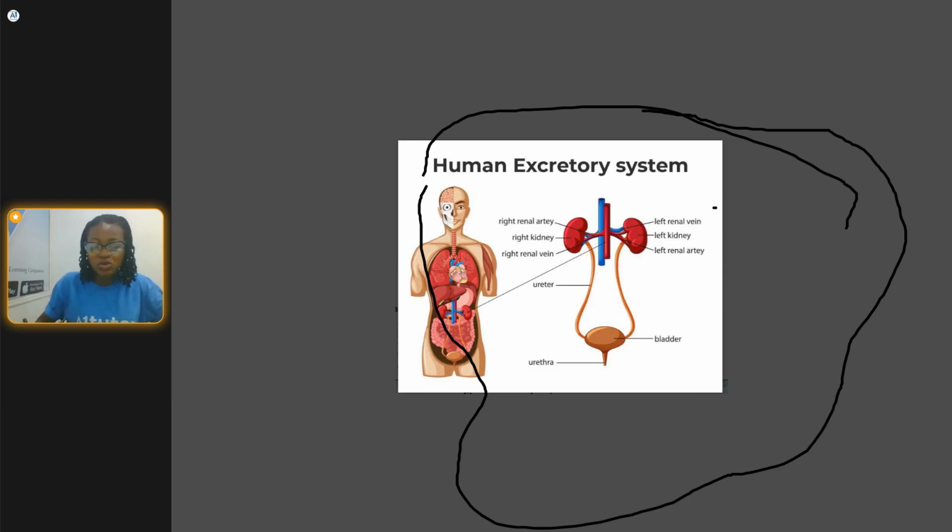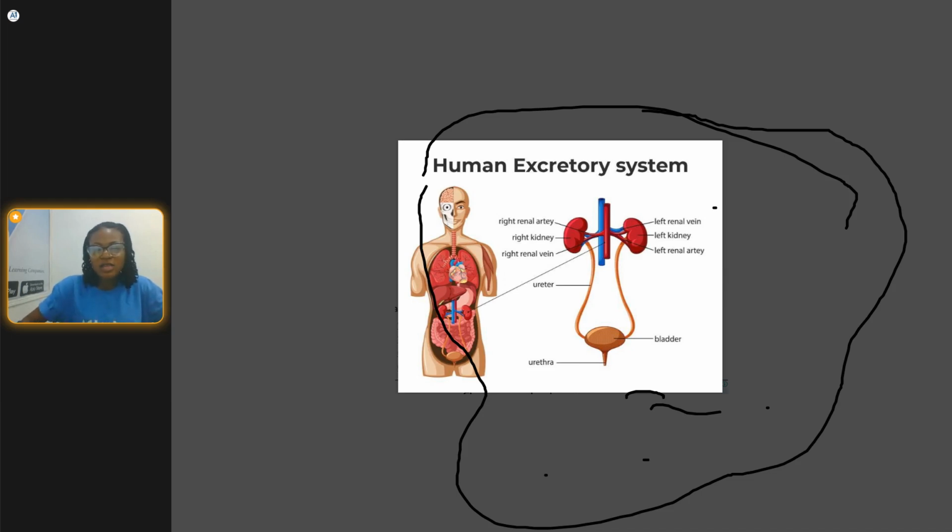This is the ureter, this is the bladder, this is the urethra. This is where the urine is stored, where the urine comes to. So it helps to filter blood and remove nitrogenous waste in the body in the form of urine.